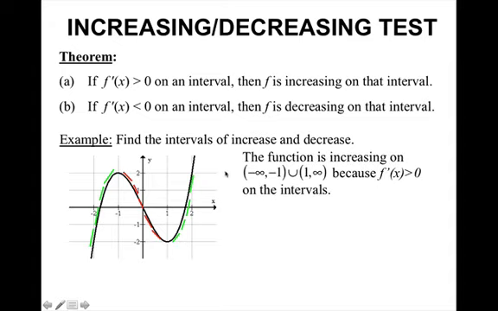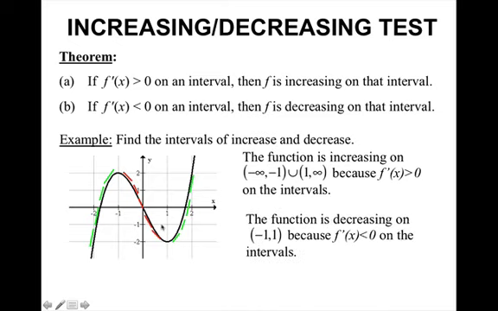So we can say that the function is increasing on negative infinity to negative 1 and from 1 to positive infinity because f prime of x is greater than 0 on the intervals. And the function is decreasing on the interval from negative 1 to 1 because f prime of x is less than 0 on the intervals. And this is the type of justification that the AP test would expect in a complete sentence.